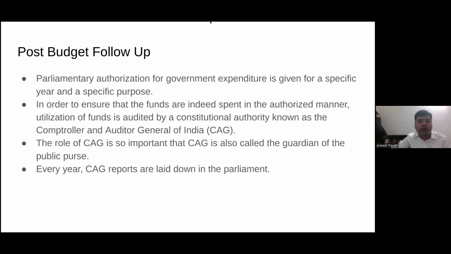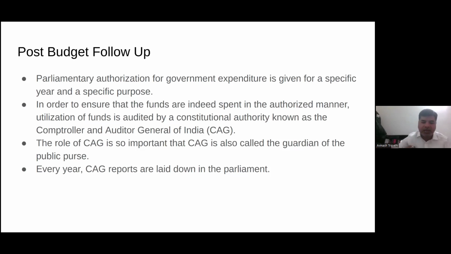Now, once the budget has been passed, once the budget has been cleared, the government is authorized to spend money. Now, this authorization is not absolute; it is not unconditional. Basically, this authorization is for a specific purpose and for a specific time period.